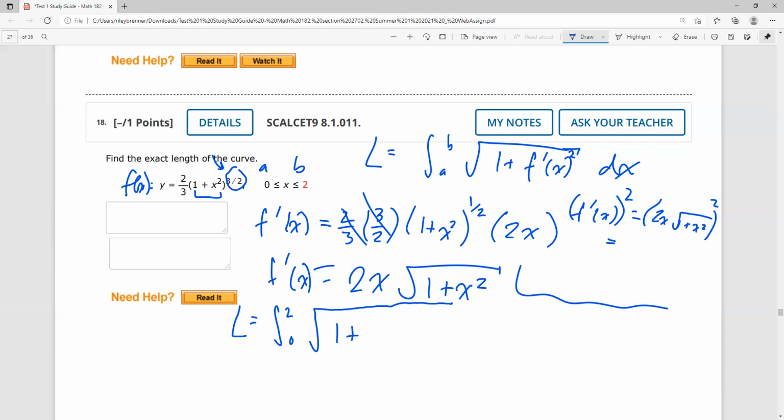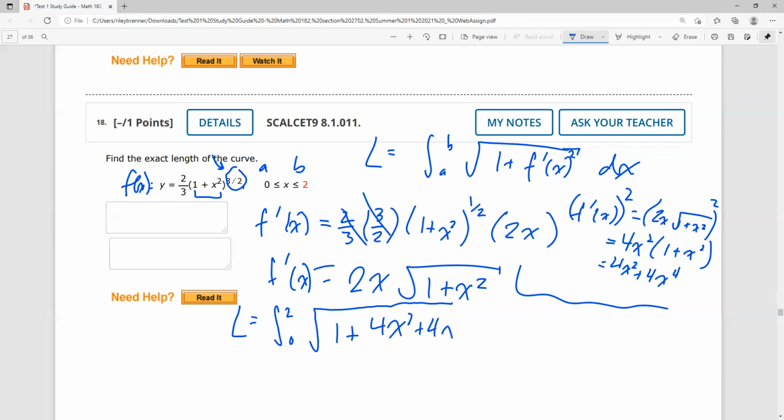Because everything's multiplied, you have to distribute the power to everything. So 2 squared is 4, x squared, and then a square root squared is just going to be the inside, right? So this is what we're left with: 4x squared times 1 plus x squared. We can simplify that further to 4x squared plus 4x to the fourth, right? And I see, this is actually going to be a really nice solution.